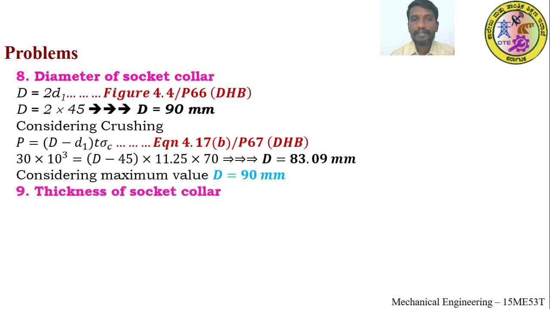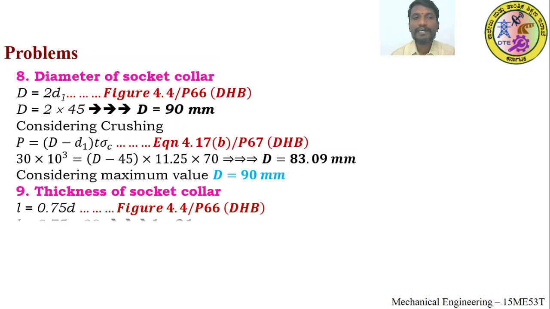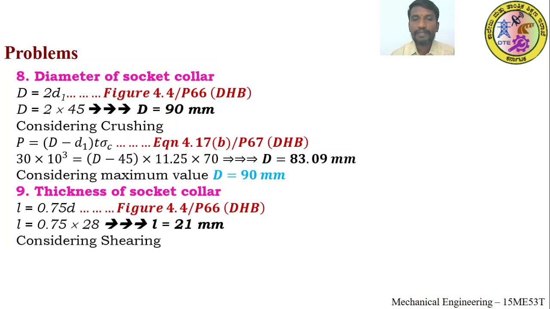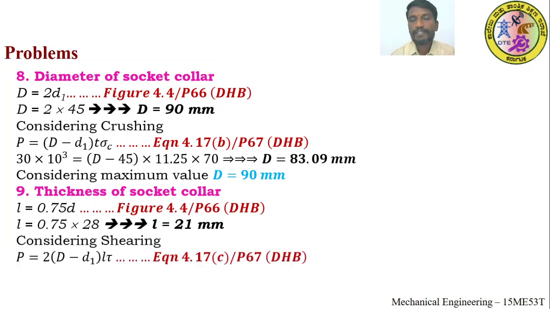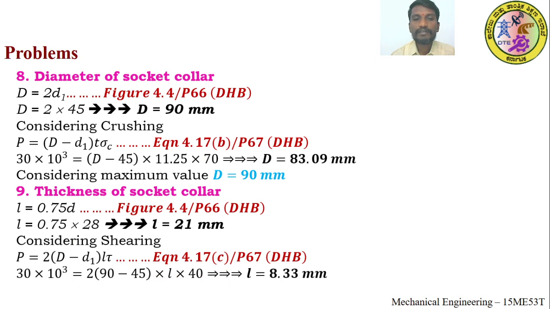Come to point number 9, thickness of the socket collar, that is L is equal to 0.75 times D from figure 4.4, page number 66. The calculated L is 21 millimeter. But this socket collar is subjected to shearing, also double shearing. Then consider equation 4.17c in page number 67. We will get L is equal to 8.33 millimeter. But considering the maximum of these two, L is equal to 21 mm can be adopted.